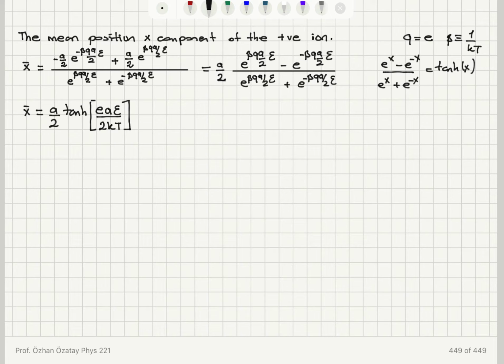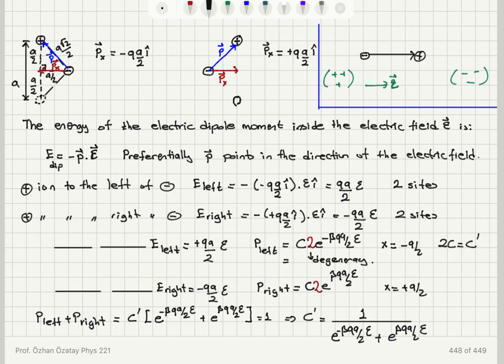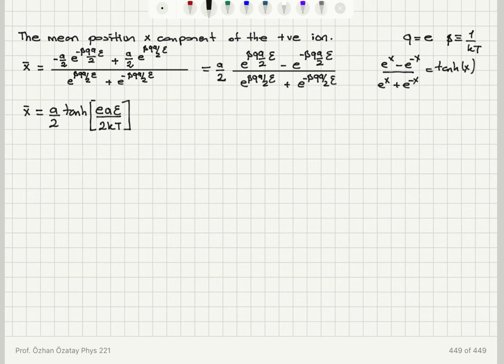Now if you look at the mean value of the polarization, as you can see, for the x component of the polarization, I have to multiply q with the mean x position, x component of the position vector of A. So the total polarization is the sum of all the polarizations' mean value divided by the total volume.